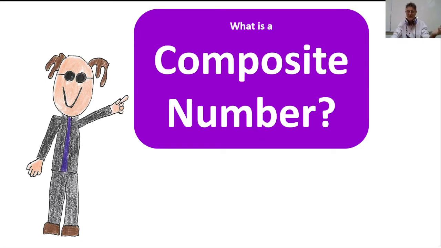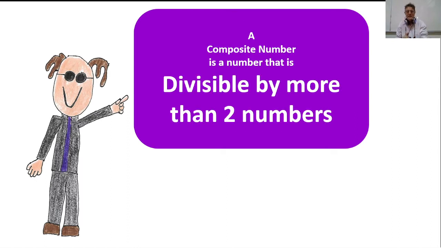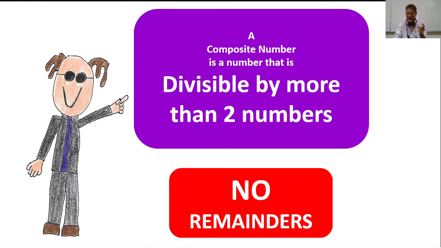Firstly, what is a composite number? A composite number is a number that is divisible by more than two numbers. What does that mean, teacher? It means a number that can be divided by more than two numbers without any remainders. They must be divisible, or they must be able to be divided with no remainders.